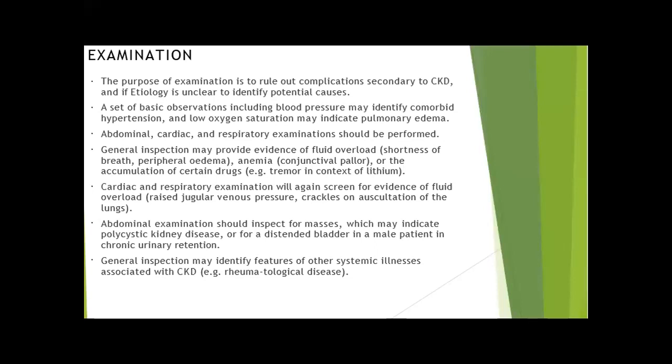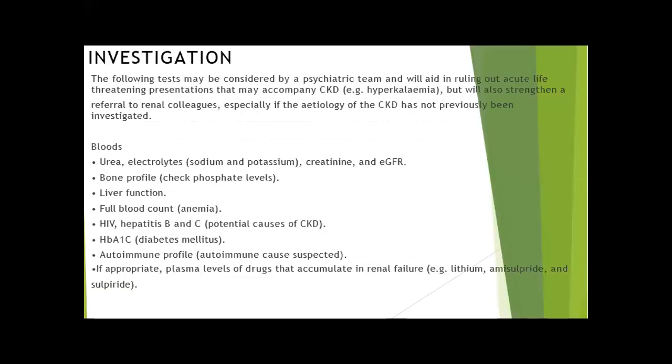Cardiac and respiratory examination will again screen for evidence of fluid overload, such as raised jugular venous pressure and crackles on auscultation of the lungs. Abdominal examination should inspect for masses, which may indicate polycystic kidney disease, or for a distended bladder in a male patient, which suggests chronic urinary retention. General inspection may identify features of other systemic illness associated with CKD. An example is rheumatological disease.